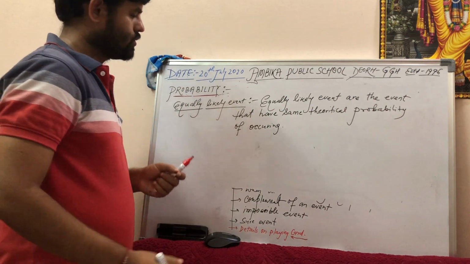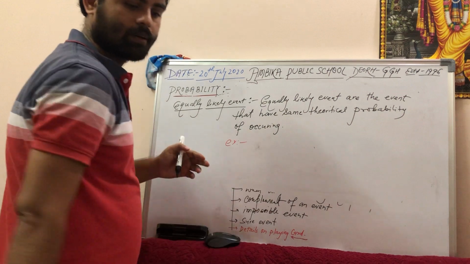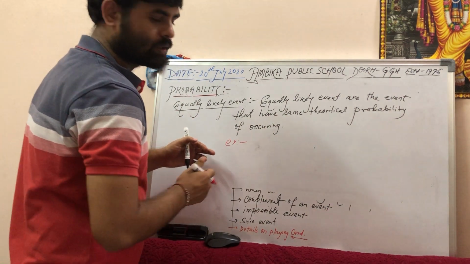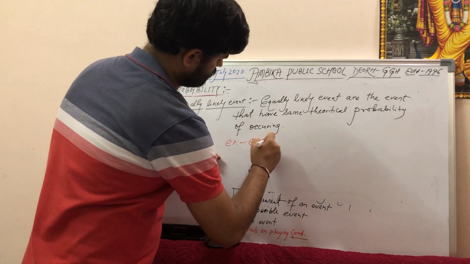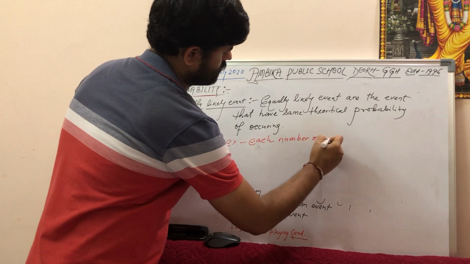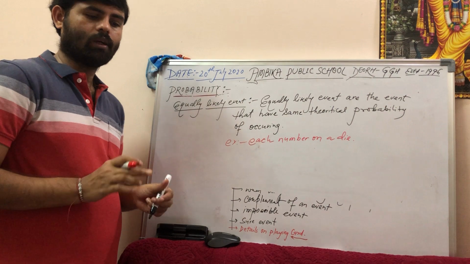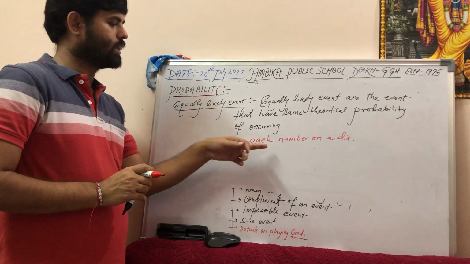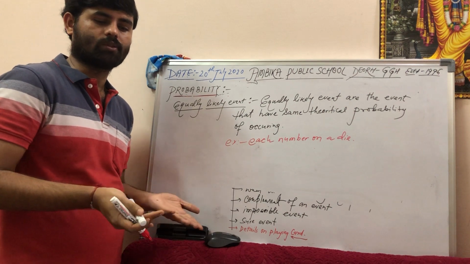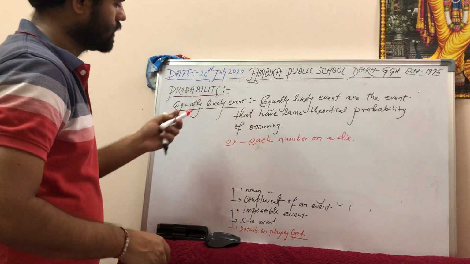Okay. So examples, what is the example? Each number on a die, right? I have told you 1 2 3 4 5 6. When the die is tossed, you will get either 1, either 2, either 3, either 4, either 5, either 6, okay. So next is just opposite to that, you can write it down.